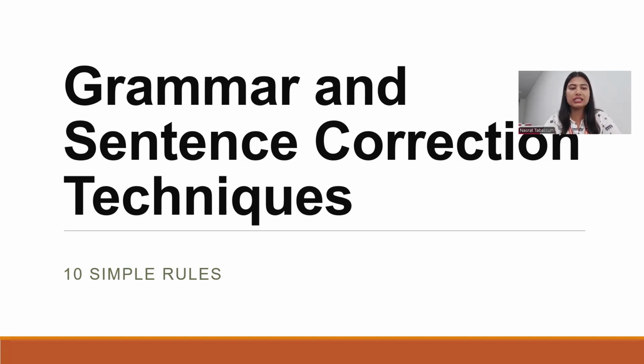And if you follow these 10 simple rules and look for these 10 simple things in your sentences, you'll be easily able to identify the error in your sentence and then accordingly find the solution. So let's see what the 10 rules are.